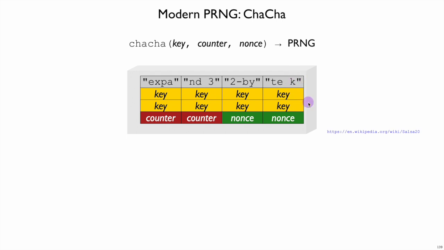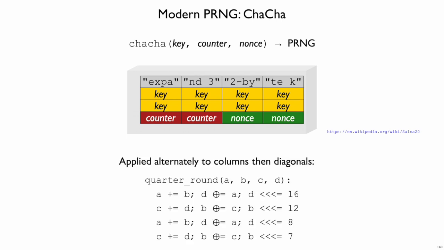Once the state is initialized with the given key, counter, and nonce, then every time we ask for a random number from ChaCha, it's going to shift things around in this box. And it's going to do it by using this quarter round function on columns. So A, B, C, and D correspond to different cells in a given column. So we'll do it for each of the 4 columns. And then next time, we will do it on the diagonals here. So the diagonal that goes across, the diagonal that goes across here and wraps around, and so on.